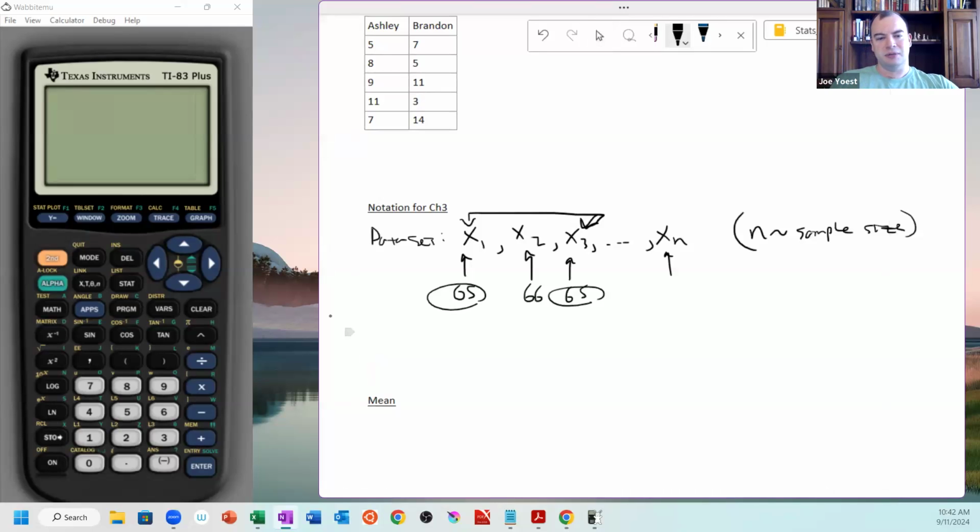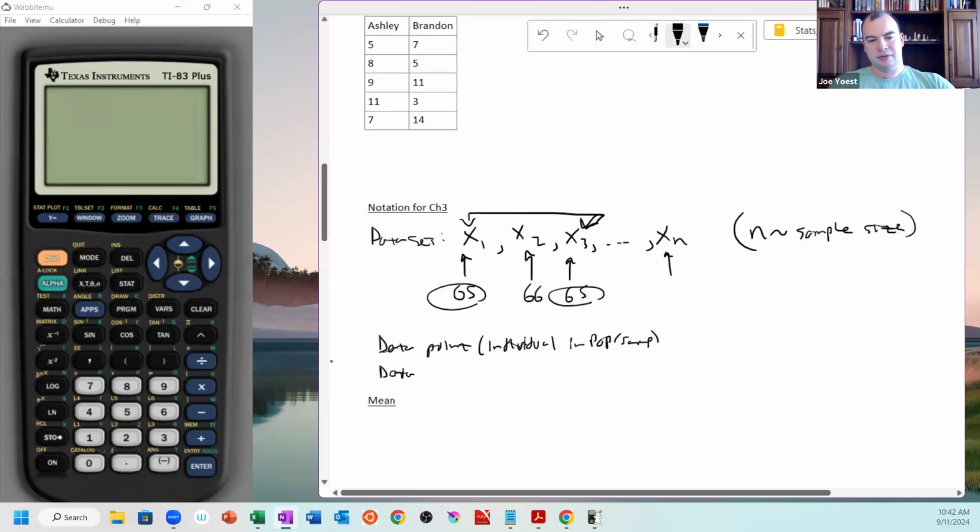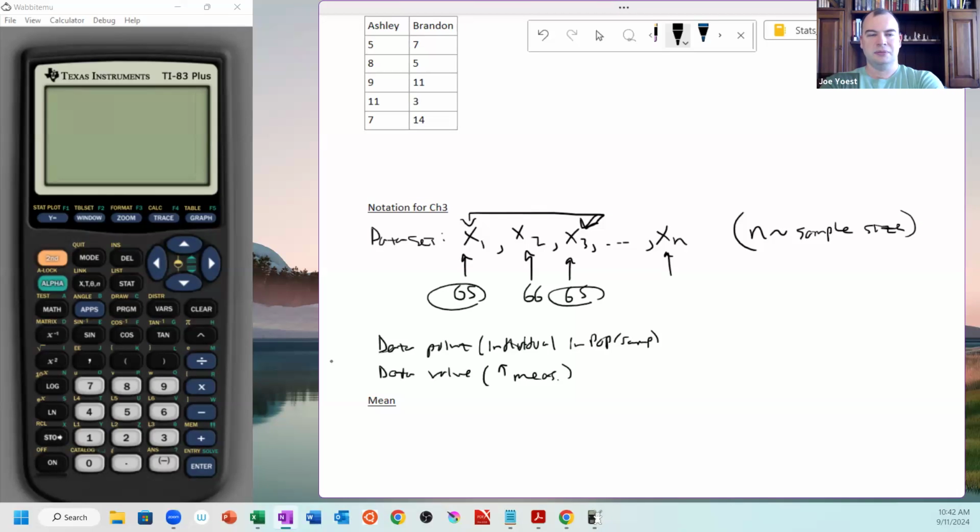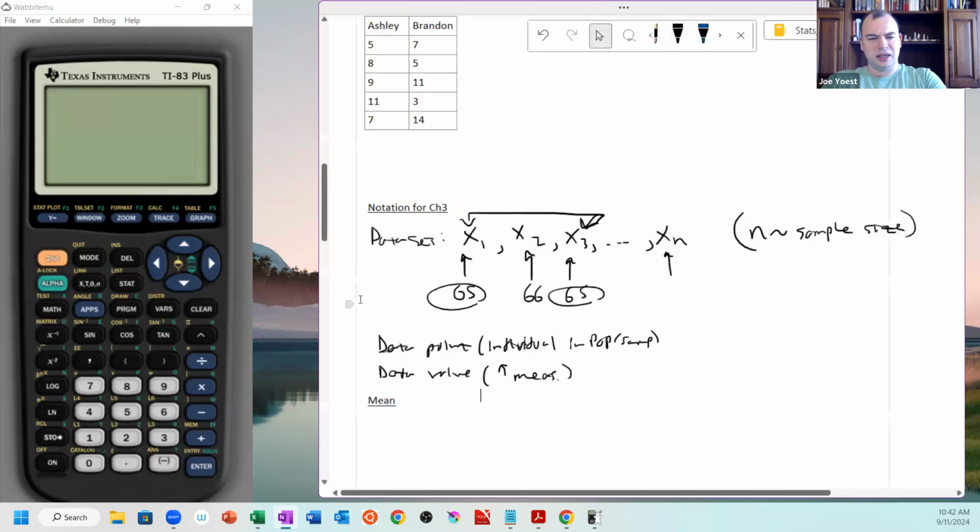So I will try to be careful about the distinction between a data point that's like an individual in the population or a sample versus a data value, which is their measurement. So a data point might be this person, where the data value will be the height of that person. It's a little bit of a subtle distinction, but it is an important one.